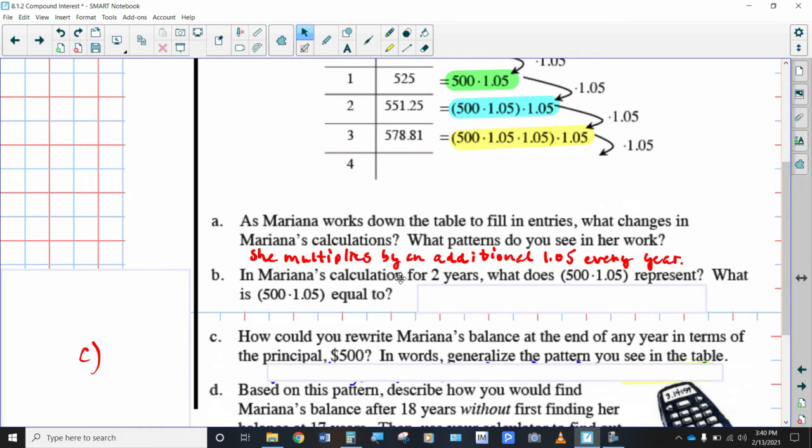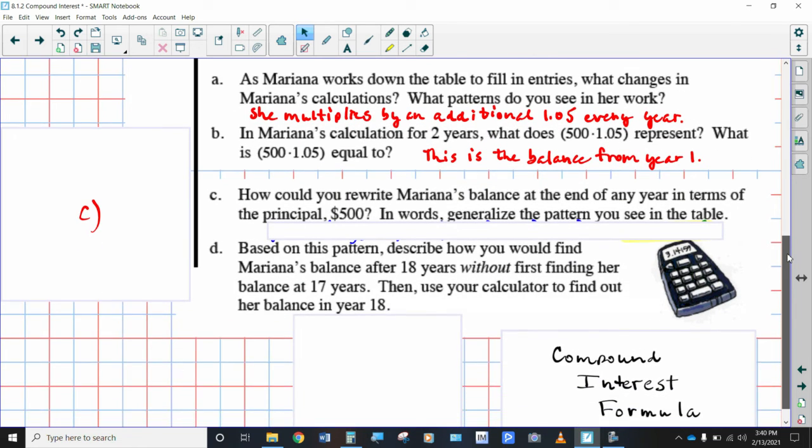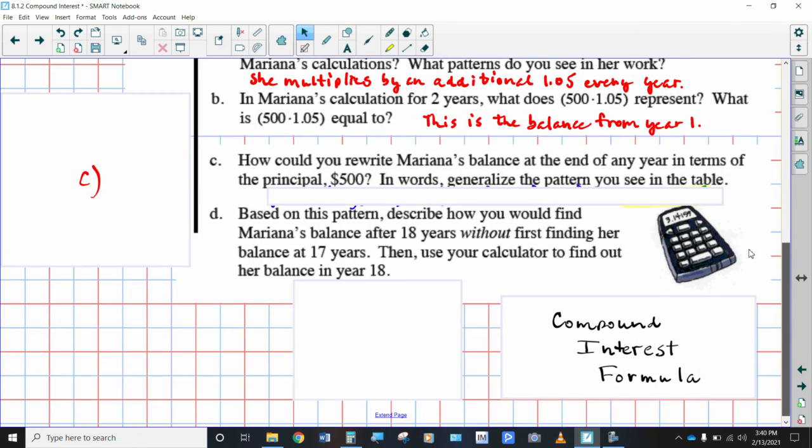So in Mariana's calculation for 2 years, what does the 500 times the 1.05 represent? What would that be equal to? Well, we've got what it's equal to right there, but that is the balance for the first year, right? Because in 1 year, it has grown by 5%. So you got 100% of the deposit plus the additional 5%. That's your 1.05. So how could you rewrite Mariana's balance at the end of the year in terms of principal?